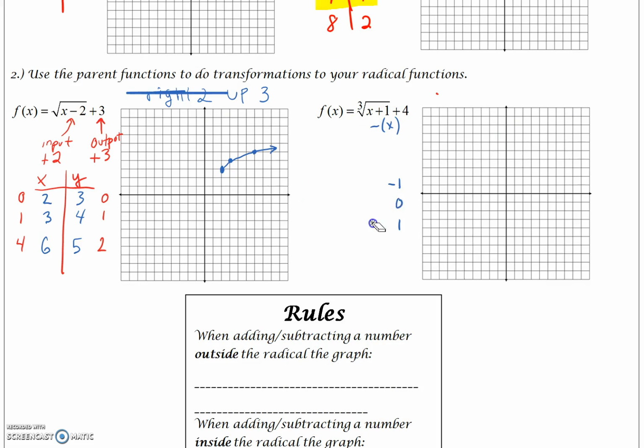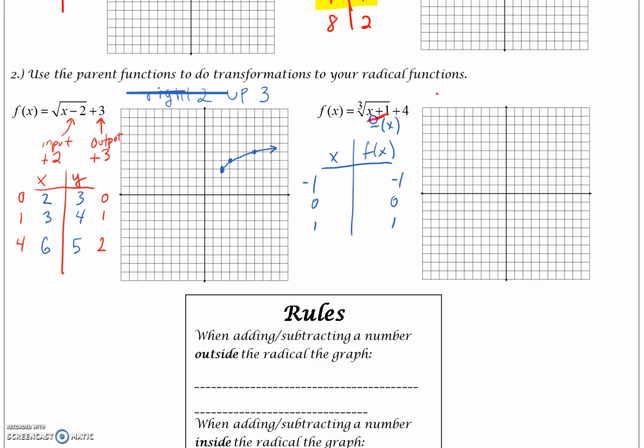Alright, now for our cube root function, what we're going to do is follow the same procedure. We're going to make a table, and we're going to list the parent function's values on the outside. So -1, 0, 1. These are the 3 that we're going to focus on. And then -1, 0, 1. And on the inside, we are going to write exactly what happens to the input values and the output values.